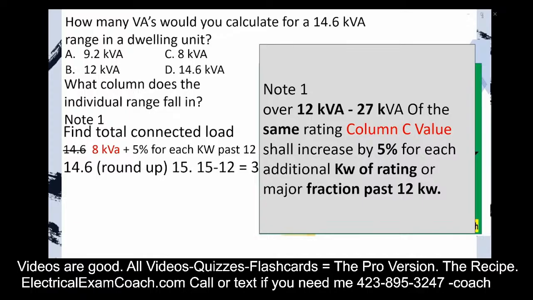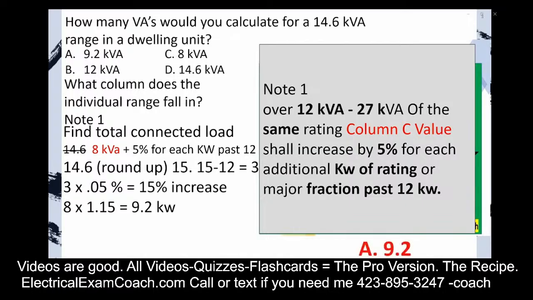We have 15. We need to minus the 12 base, and we have 3 left over. Then we need to take that 3 and multiply it by 5% for each one, which is a total of a 15% increase. We're going to take our original number from column C, and we're going to increase it by 15%, and that's going to give us 9.2 kW. The reason that I put the 1 in front of it is because that brought back the 8, and we increased the 8 by the 15%, and it gave us 9.2. And we're going to select A. Great job.